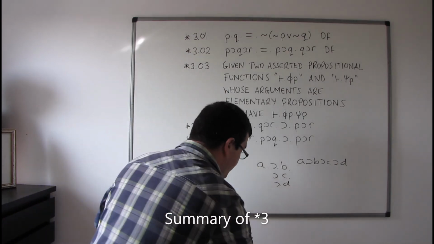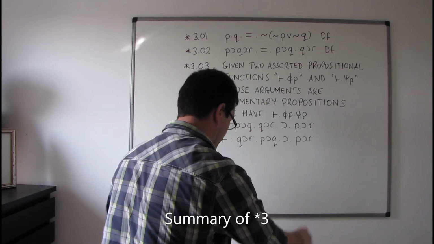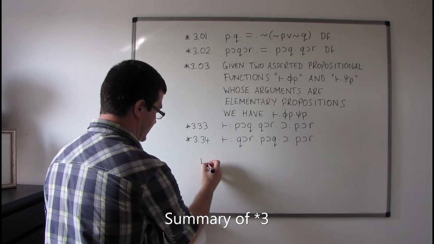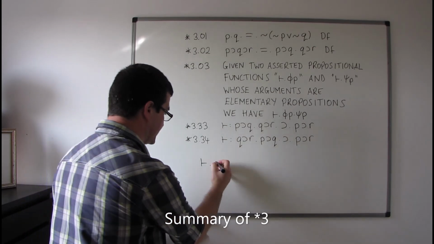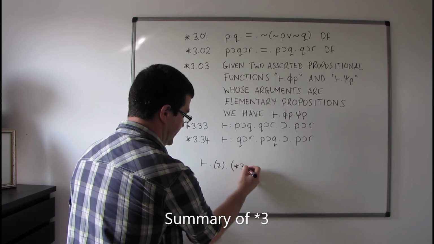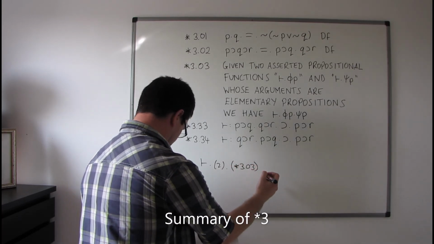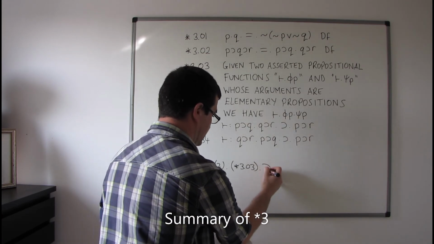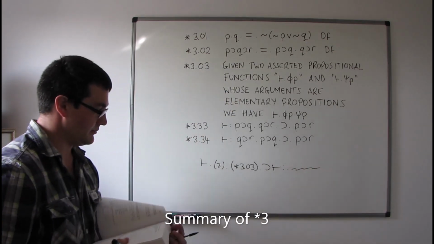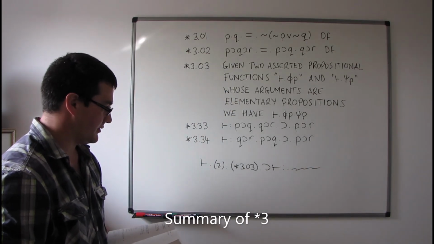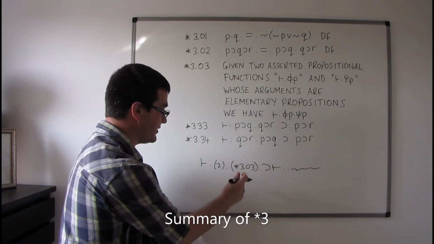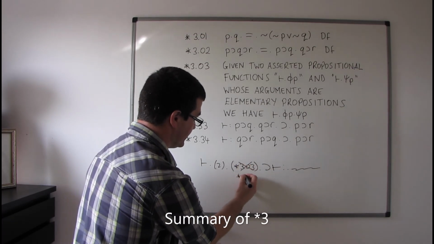So the first one is in the demonstration of 3.03. Okay, so let me write it down. What we see in the book is something like this. This is just one of the lines of the demonstration, so I'm not writing the whole thing down. 3.03, and then there's some proposition after that. Okay, so the error here is this thing. This should be not 3.03 but 3.01, star 3.01.